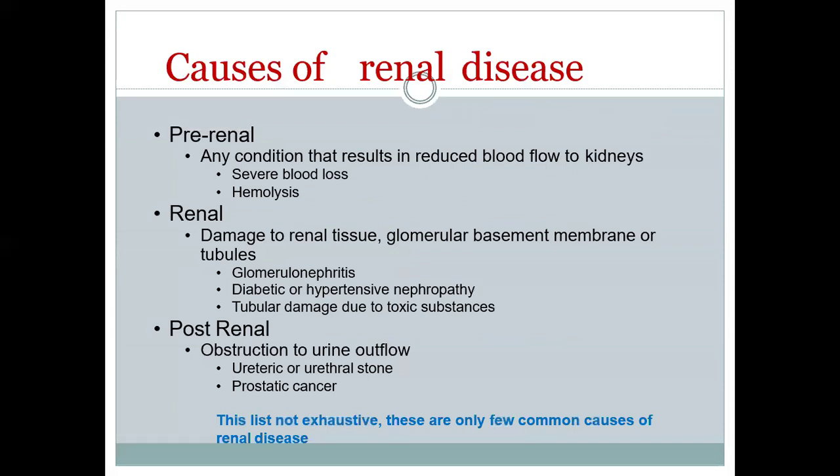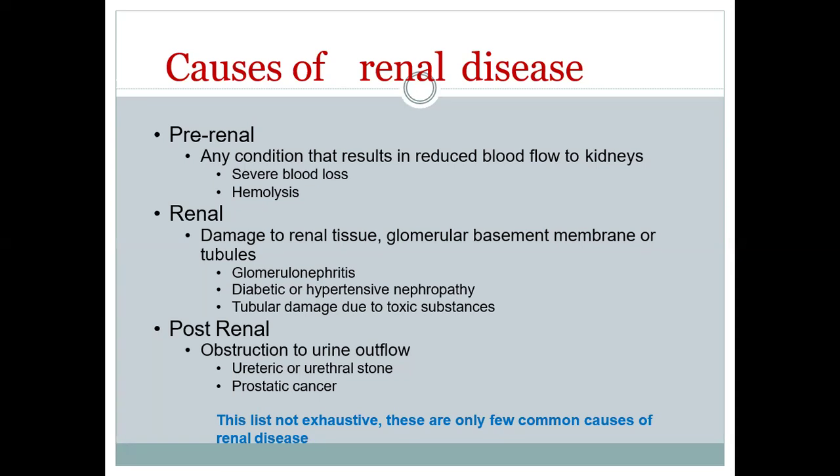Then, what are the causes of renal diseases? Causes of renal diseases are divided into pre-renal, renal, and post-renal causes. The pre-renal causes of renal disease include any condition that results in reduced blood flow to the kidney, like severe blood loss or hemolysis.